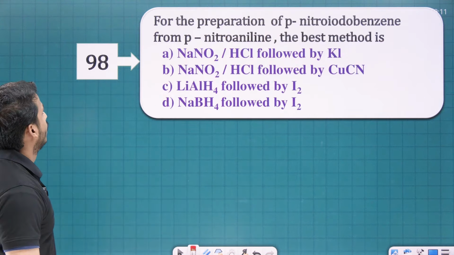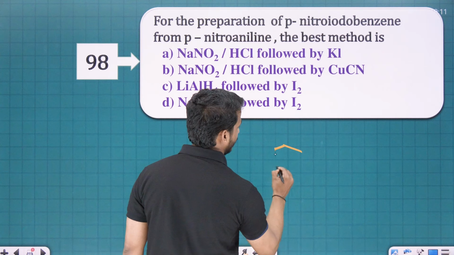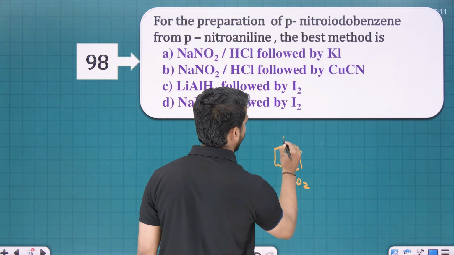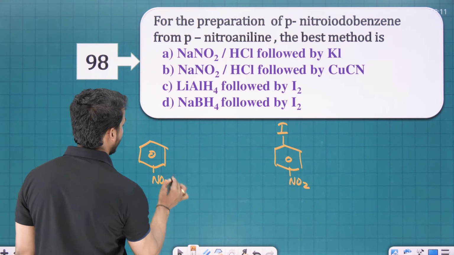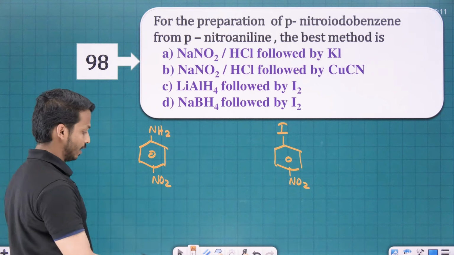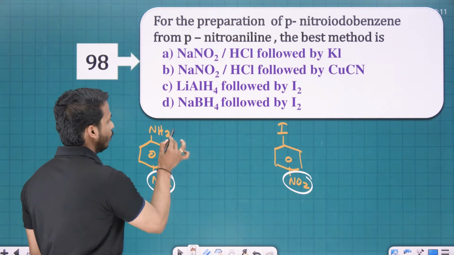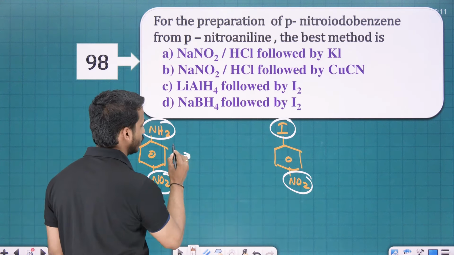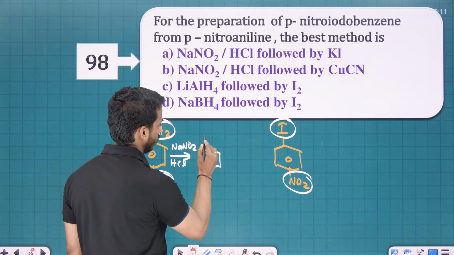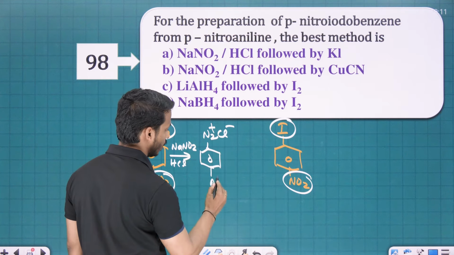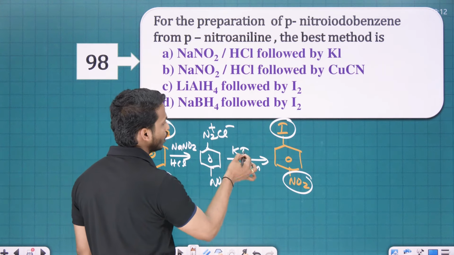Okay. Next. For the preparation of para-nitroiodobenzene from para-nitroaniline, what is the best method? What is the overall conversion here? Nitro is already there. We want to convert NH2 to iodine. First we have to treat it with NaNO2 and HCl. We get diazonium salt, NH2 becomes N2Cl. Later it is treated with warm KI, so iodine comes to the benzene.